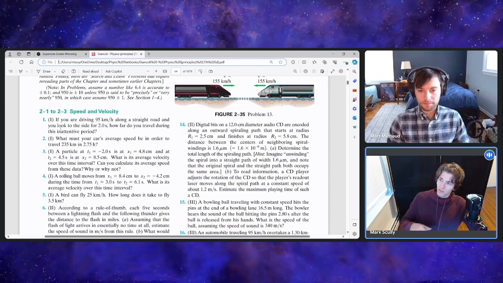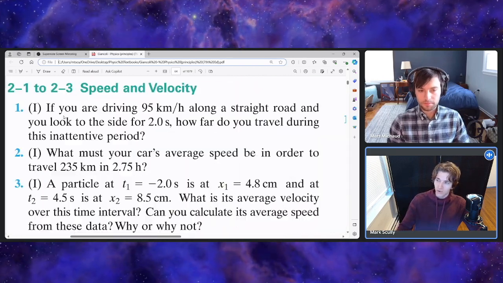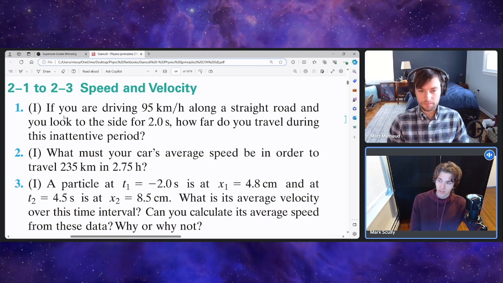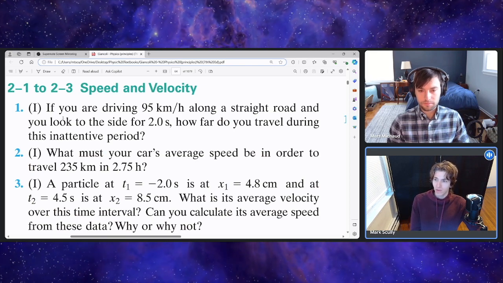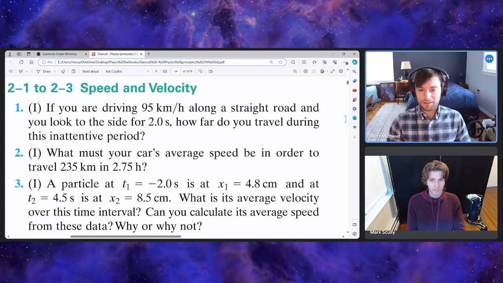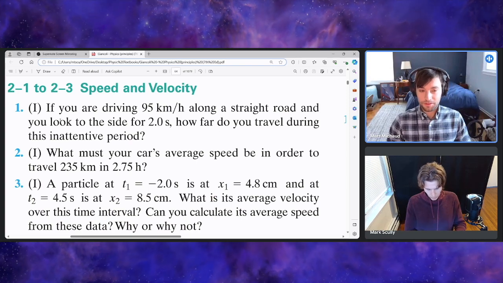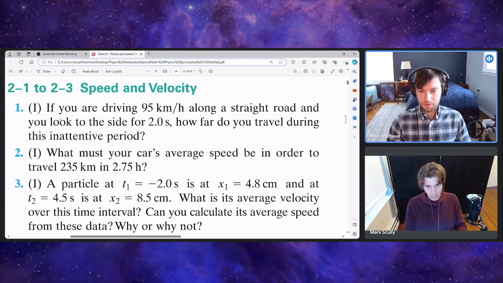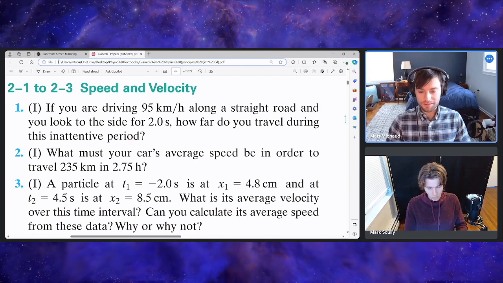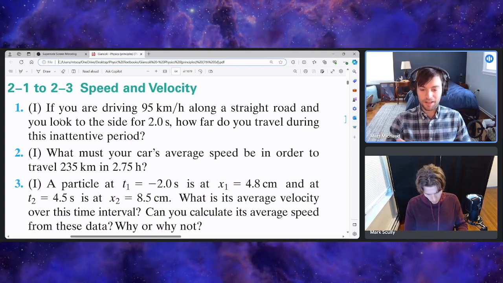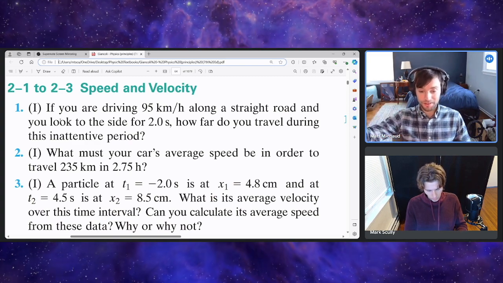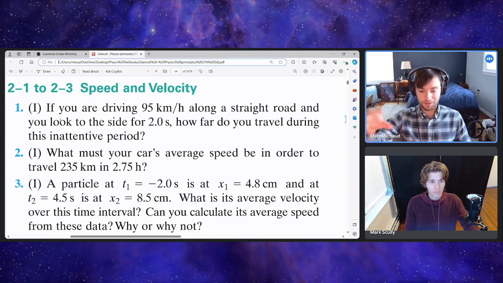So we're starting off with speed and velocity. If you're driving 95 kilometers per hour along a straight road and you look to the side for 2 seconds, how far do you travel during this inattentive period? We're trying to determine the distance traveled. So we know how much this 2-second stint takes up in the whole journey.